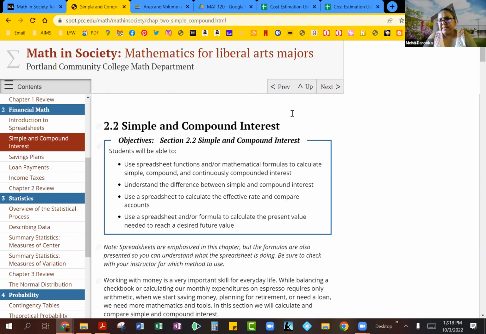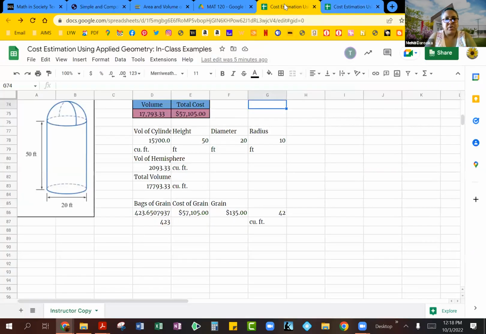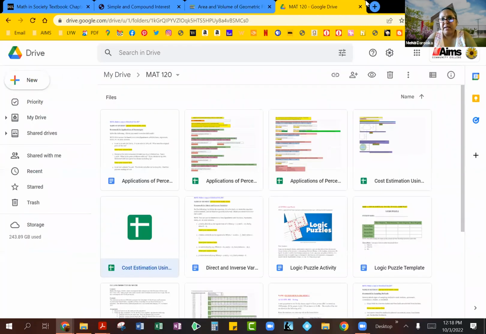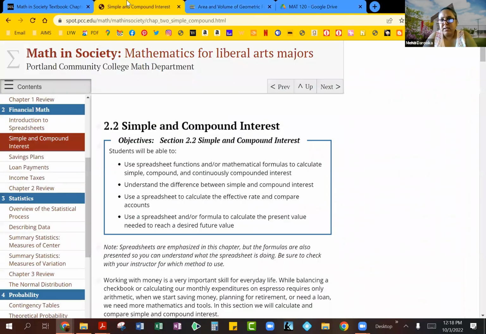Probably not quite as detailed as what your textbook has, because again, we're doing a very basic idea of how to work with simple interest, compound interest, how to do basic loan calculations and savings calculations and that sort of thing. So this is kind of where we're headed next. I just want to make sure before I get into that, that Sabrina, you have your final answer. Did you get the 57,105?